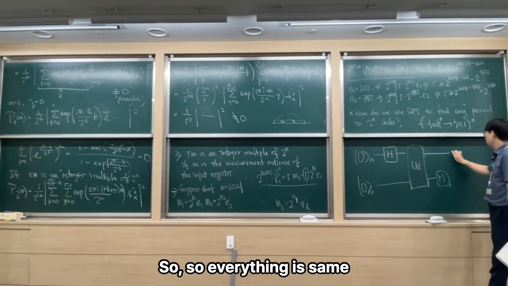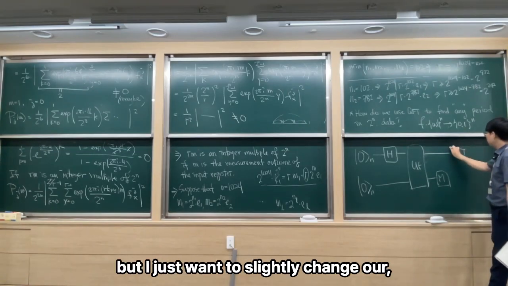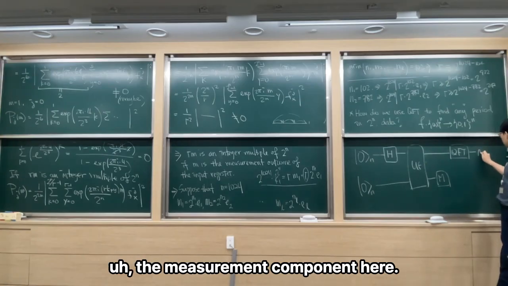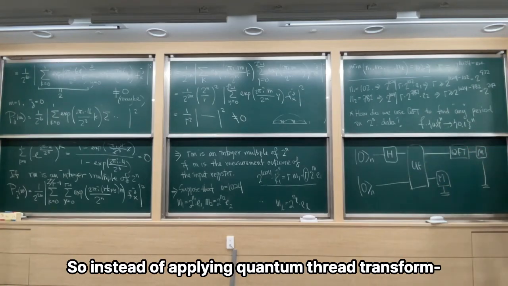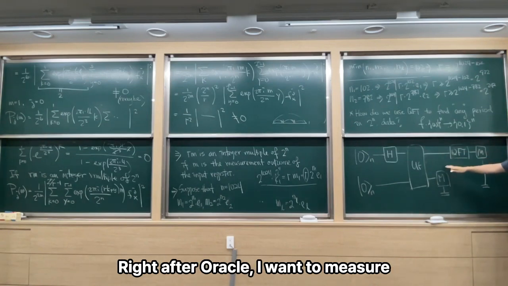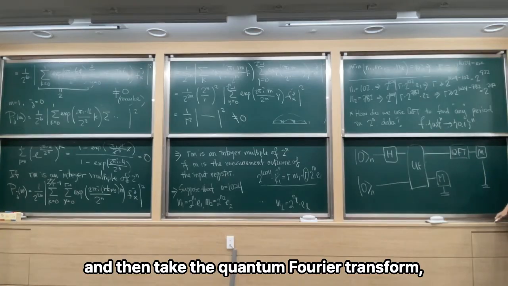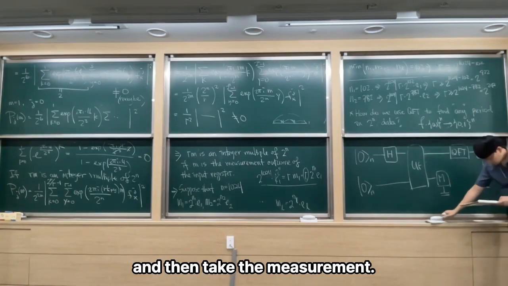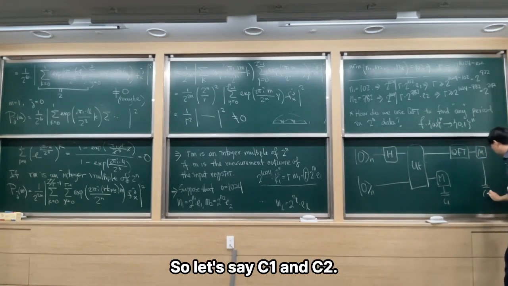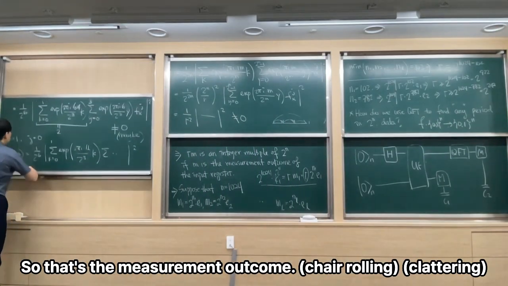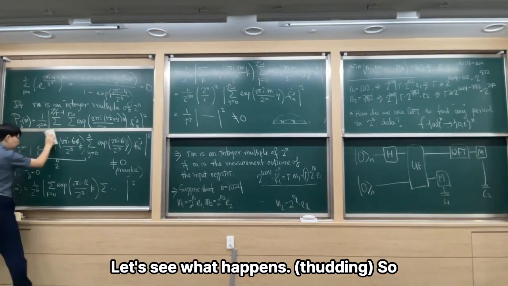So everything is the same, but I just want to slightly change the measurement component here. Instead of applying the quantum Fourier transform right after the oracle, I want to measure the output register, then take the quantum Fourier transform, and then take the measurement. Let's say C1 and C2 are the measurement outcomes. And see what happens.